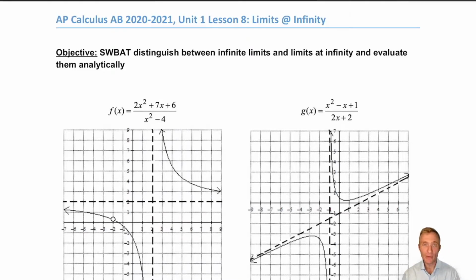Limits at infinity, with an emphasis on that word "at," because today the objective is to distinguish between infinite limits and limits at infinity. You've got to listen carefully to the distinction between those and to evaluate limits at infinity analytically. We'll start off where you might expect. What is that difference? We are familiar with both of these. I just want to make sure we're being really careful about what we say here.